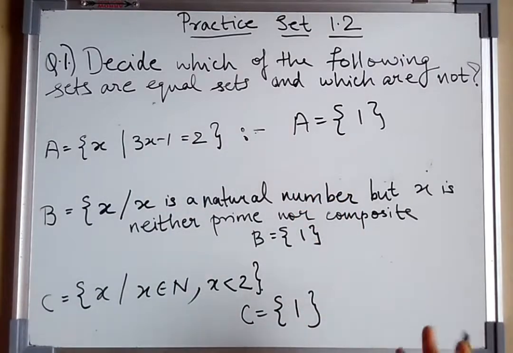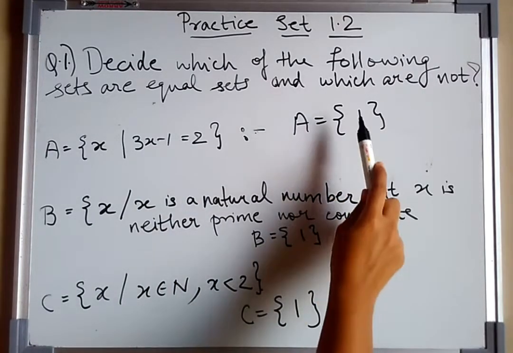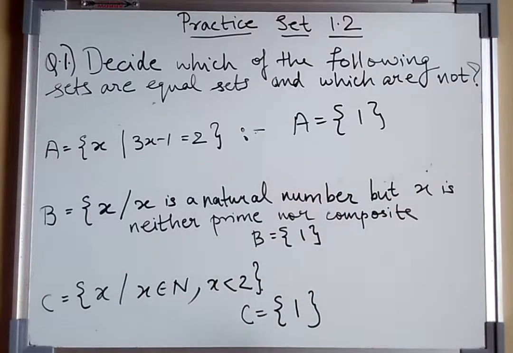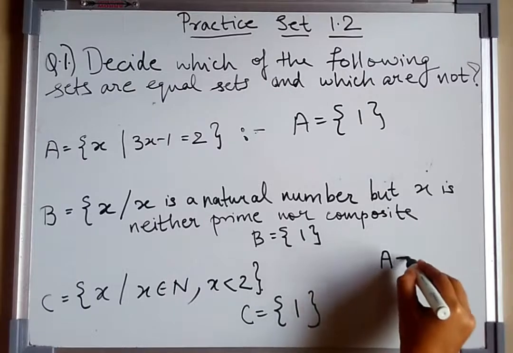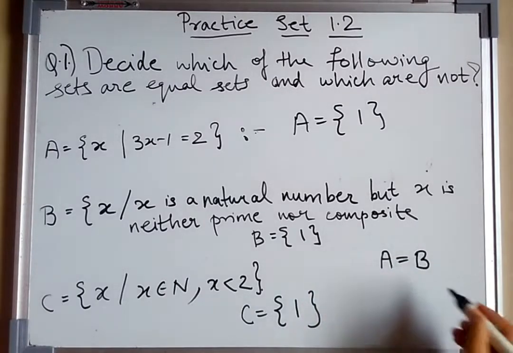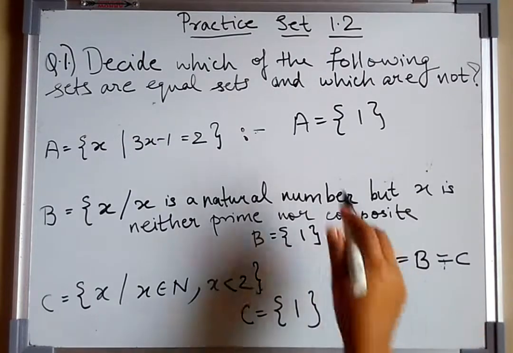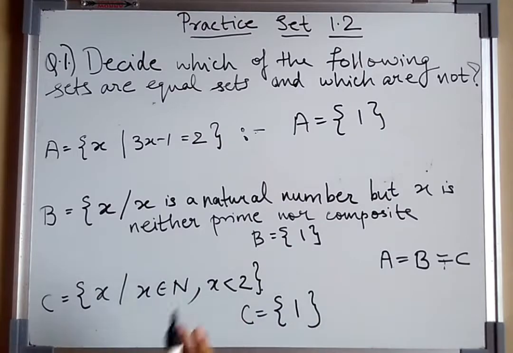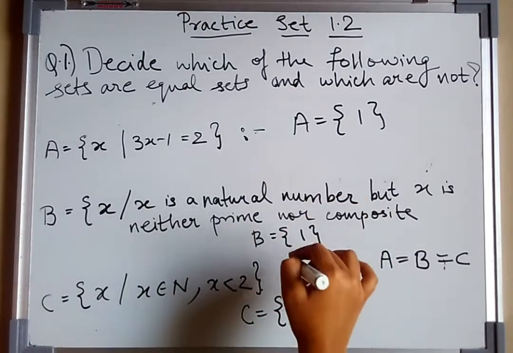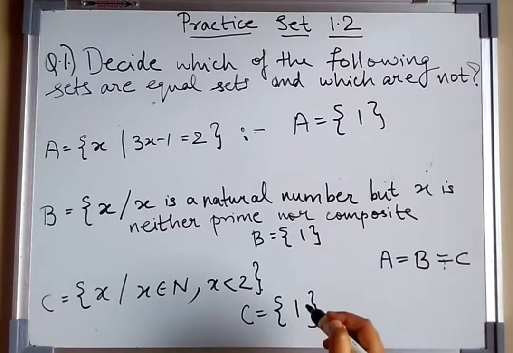All these 3 sets are singleton sets. That means each has only a single element, and if you observe, the element is the same. That means our conclusion is A is equal to B and it is equal to C. A is equal to B, B is equal to C, A is equal to C. All are true. A and B are equal sets, B and C are equal sets, and A and C are also equal sets.